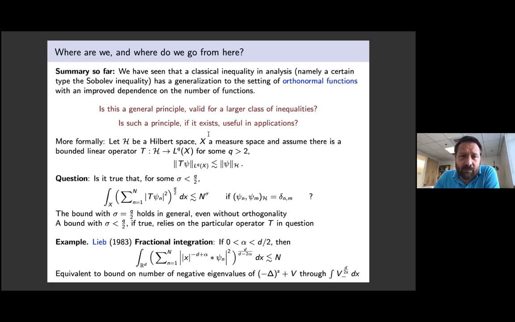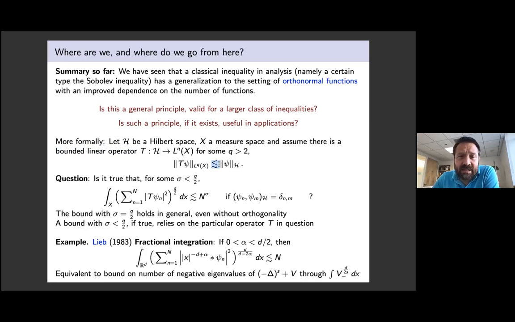So let me be a little bit more precise. Let me pick a Hilbert space H, and then I want to have an LQ space where I don't care so much over which measure this LQ space is defined. And I want to look at an operator that maps this Hilbert space into this LQ space for some fixed Q greater than 1. And if this operator is a bounded linear operator, then that comes along with such an inequality. Okay?